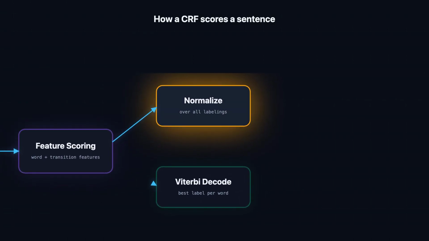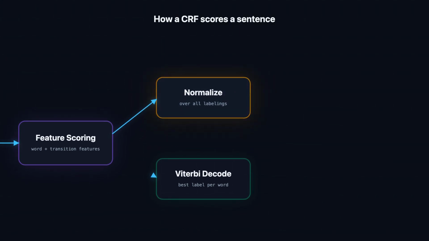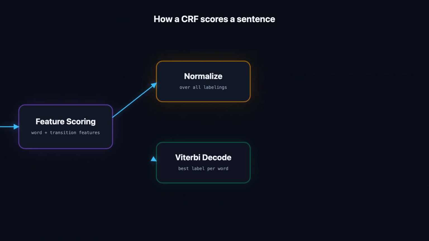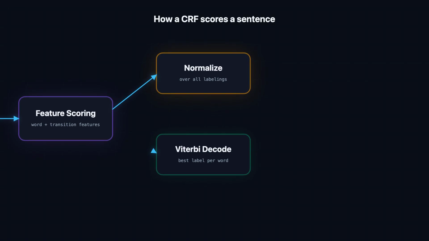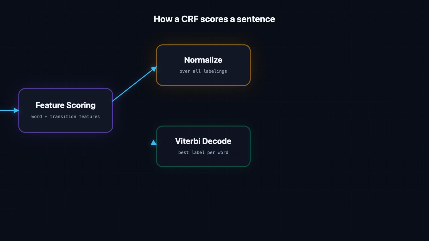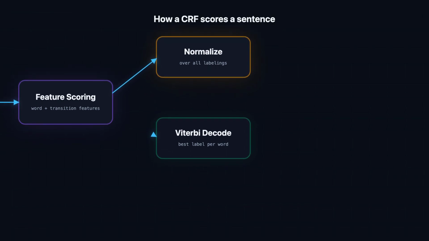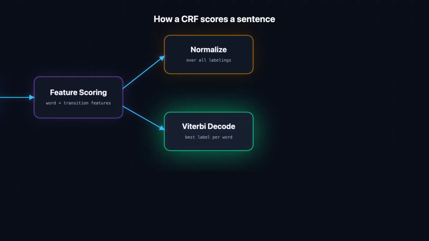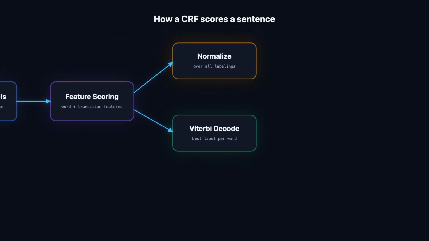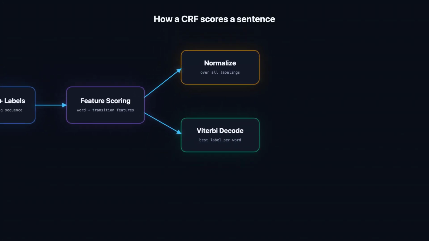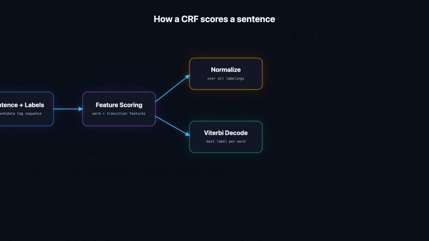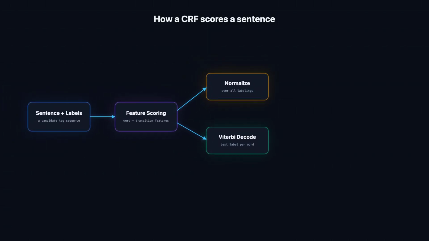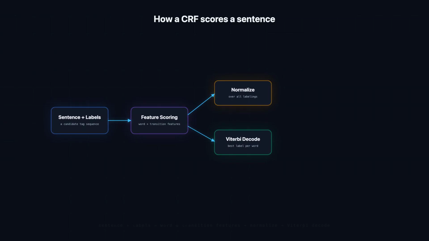Then comes the part that makes it a proper probability. The model normalizes across every possible labeling of the sentence, dividing this candidate's score by the total over all of them. That's what turns a raw number into a clean conditional probability of labels given the words. Finally, on the right, you decode. Rather than enumerate every labeling, the Viterbi algorithm walks the sequence efficiently and recovers the single highest scoring path. Out comes the best label for every word, chosen jointly rather than one at a time.